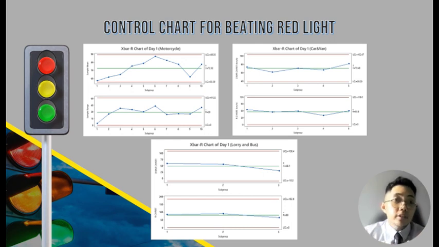Okay, here are some examples of the control charts that have been constructed. For the beating red light category, here you can see each chart will have its own UCL, which is the upper control limit, the central line, which is the average mean for the X bar chart, while for the R chart it will be the average range, and then the LCL, which is the lower control limit.